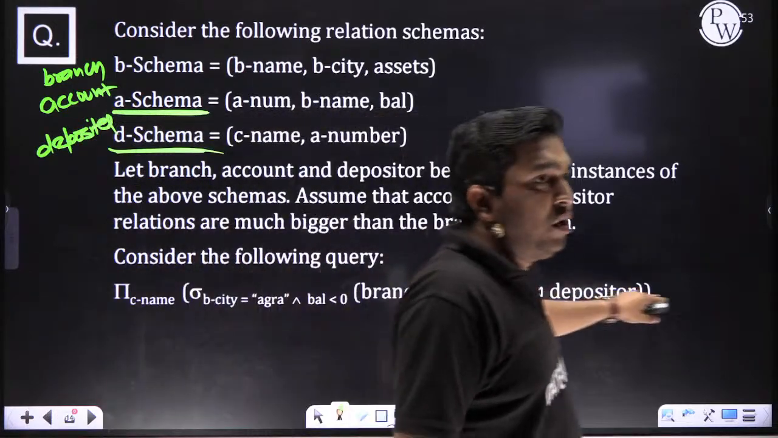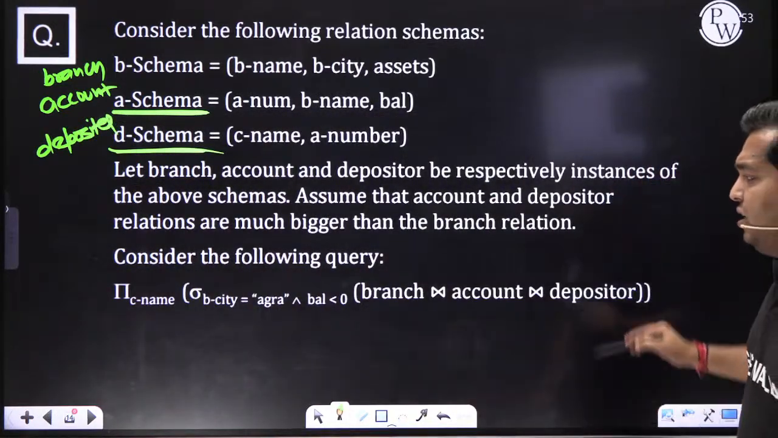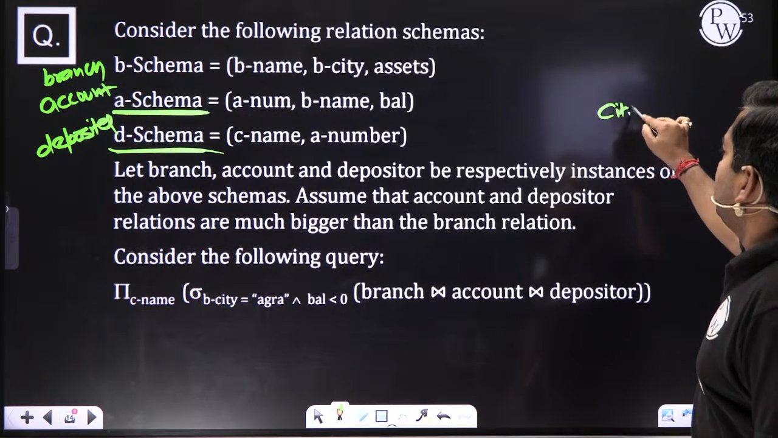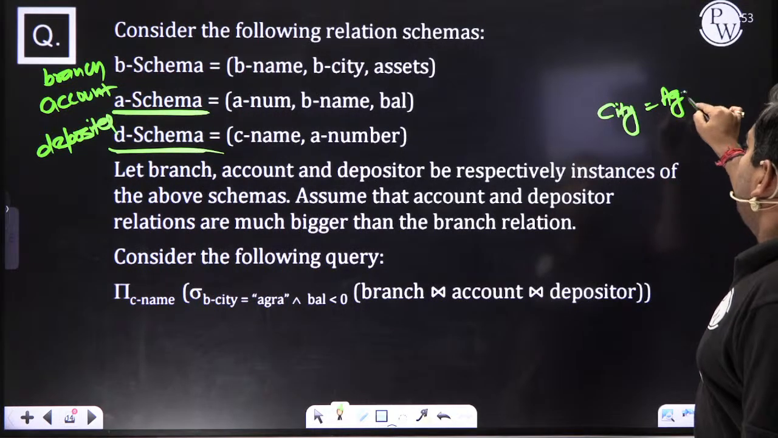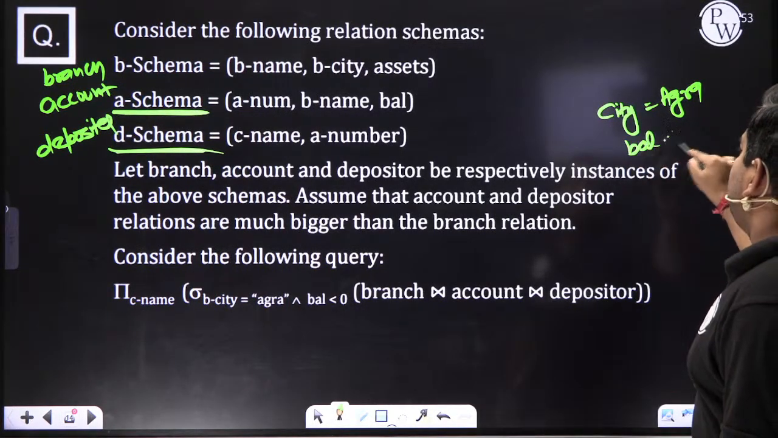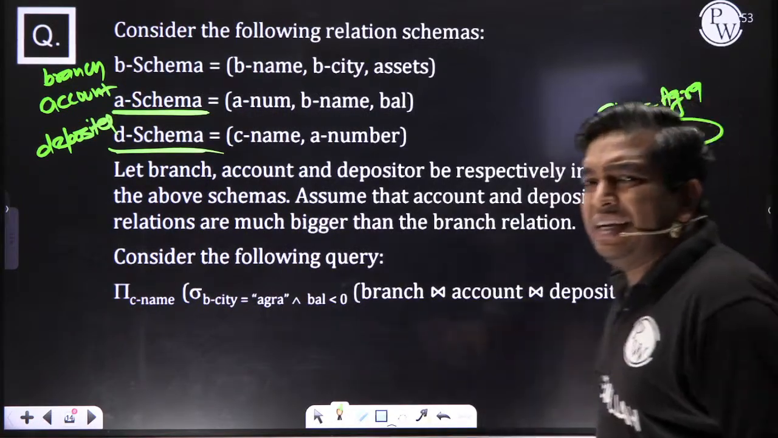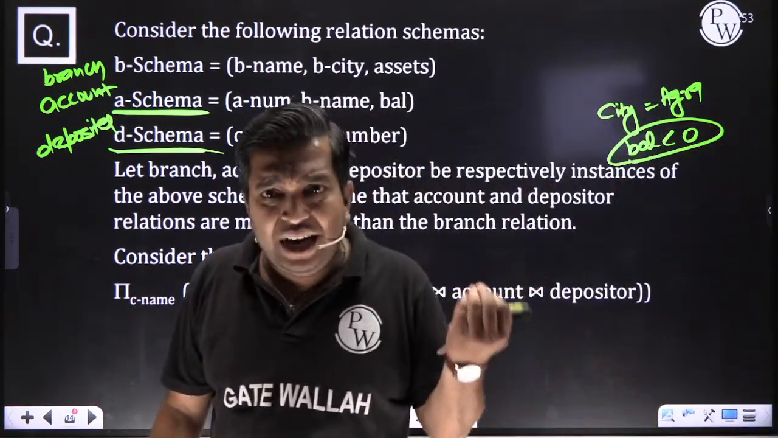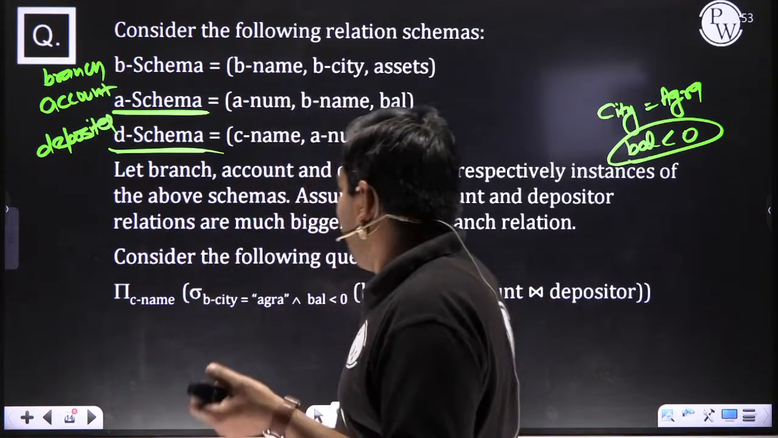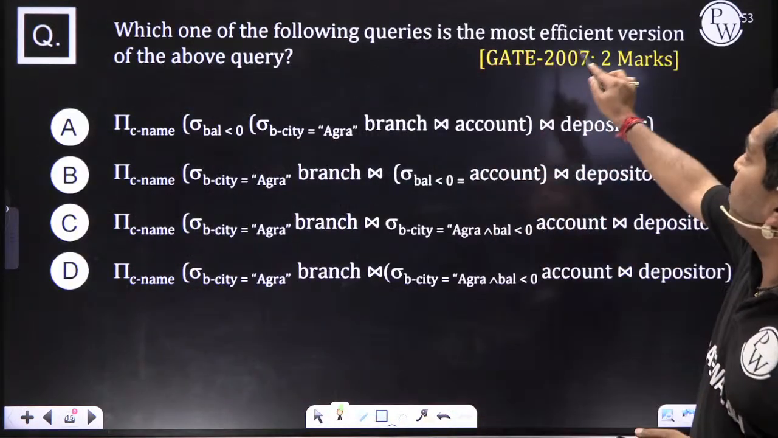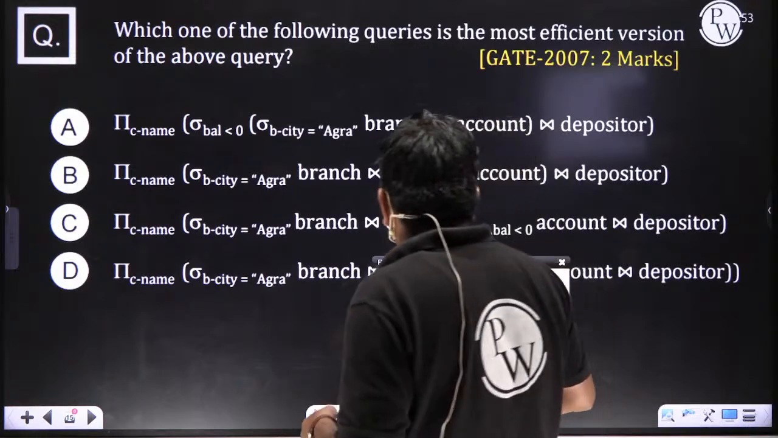First of all, natural join is performed. Then what is the condition? City is Agra and balance less than 0. Assume how many candidates have balance less than 0? Very few. So it is asking what is the optimized query, what is the most efficient query for the above.